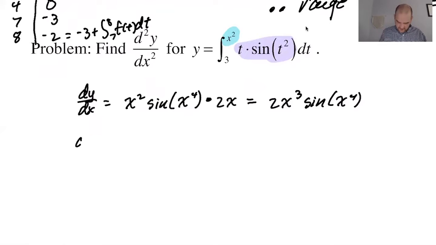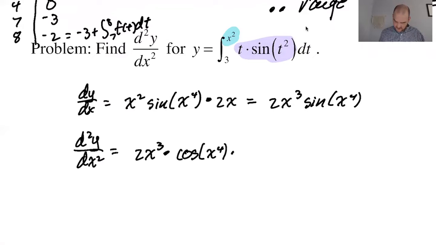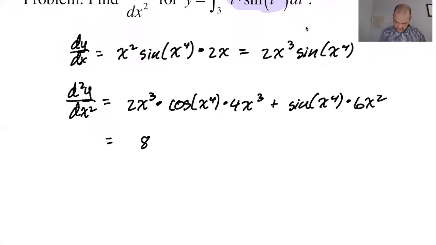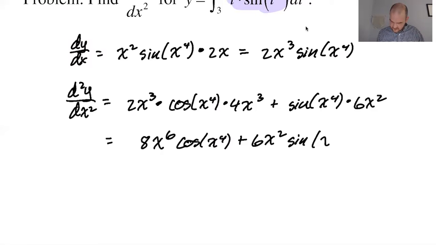That's the first derivative. Second derivative is a product rule. So it's first times the derivative of the second. The derivative of sine of something is cosine of that thing times the derivative of that thing. So 4x cubed, plus second, which is sine of x to the 4th, times the derivative of the first, which will be 6x squared. Yikes. So we get 8x to the 6th cosine of x to the 4th, plus 6x squared sine of x to the 4th. That seems like so few x's, but I think it's right.